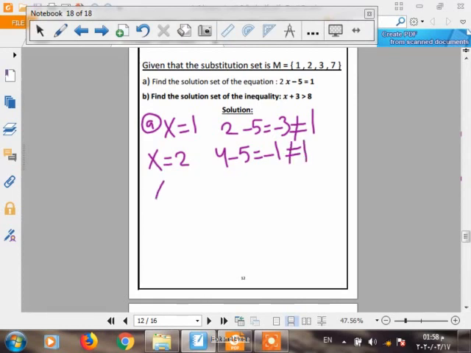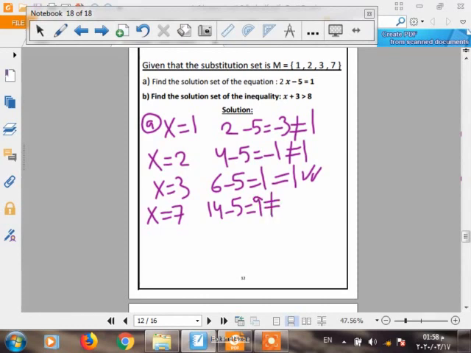If x equals 3, 2 times 3 equals 6. 6 minus 5 equals 1. It equals the right side, so it will be in the solution set. The last one is 7. We must know it's not in the solution set. If x equals 7, 2 times 7 equals 14. 14 minus 5 equals 9. Of course, it's not equal to 1. So the solution set of this example is x equals what? 3.